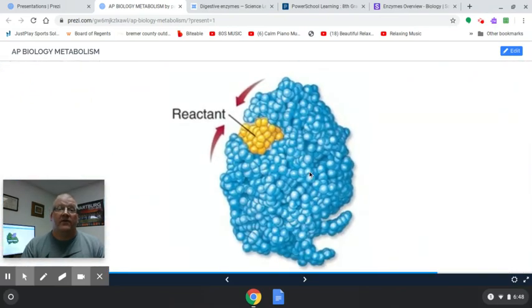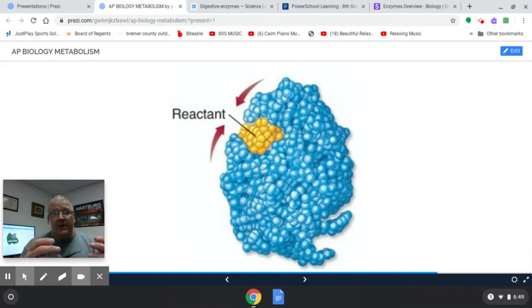This induced fit, so here we have a blue enzyme here and a reactant. This isn't a perfect fit. The key in this instance and the lock have to be jiggled, and they've got to force together. If it doesn't fit, force it. Okay, so it's referred to as an induced fit.